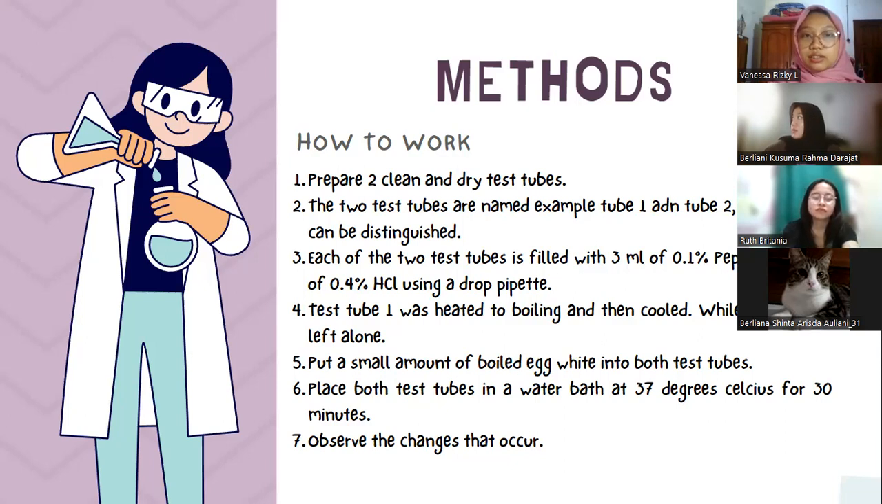And the last step, observe the changes that occur, like texture or the solution maybe.